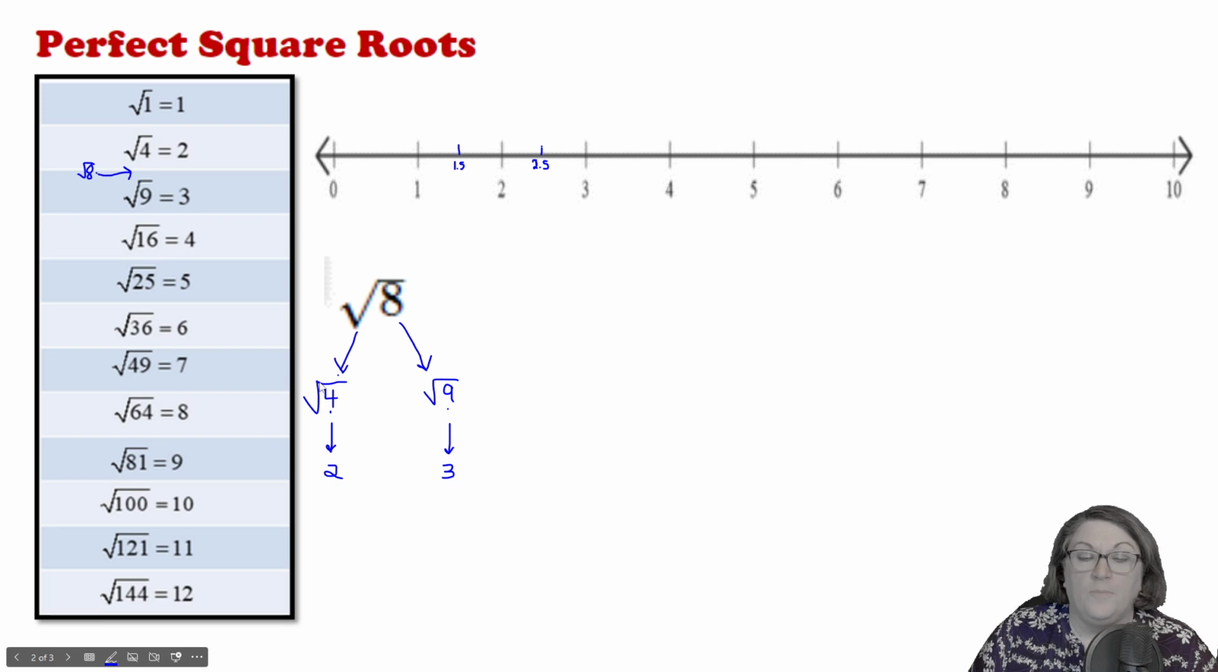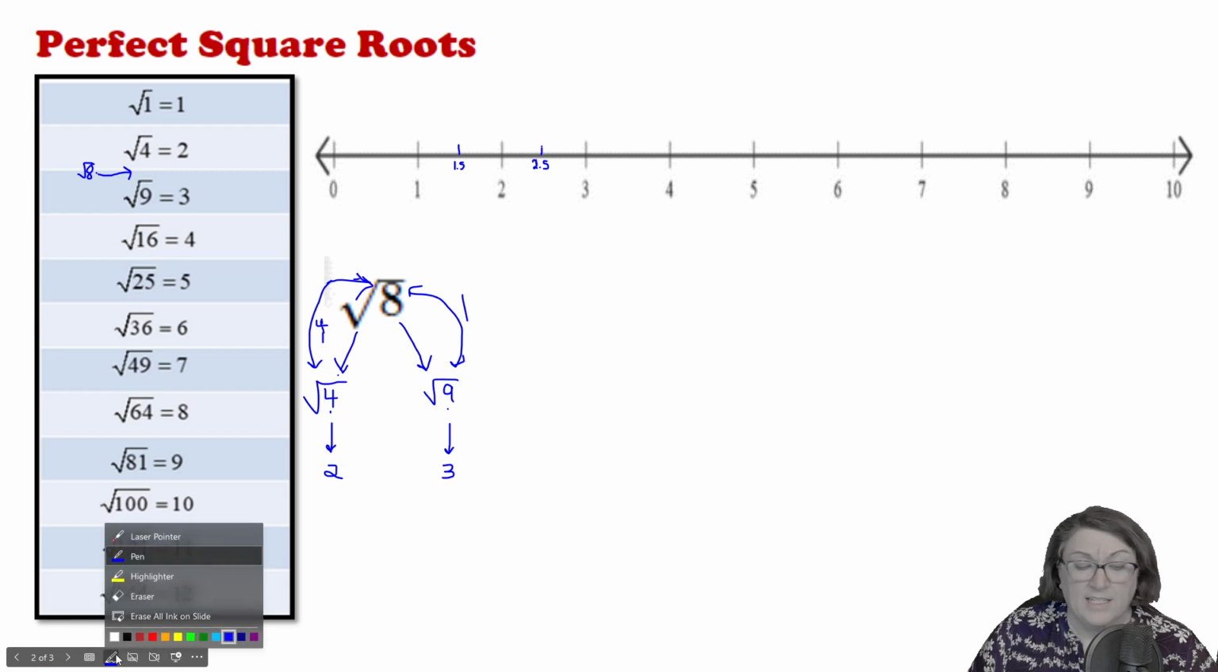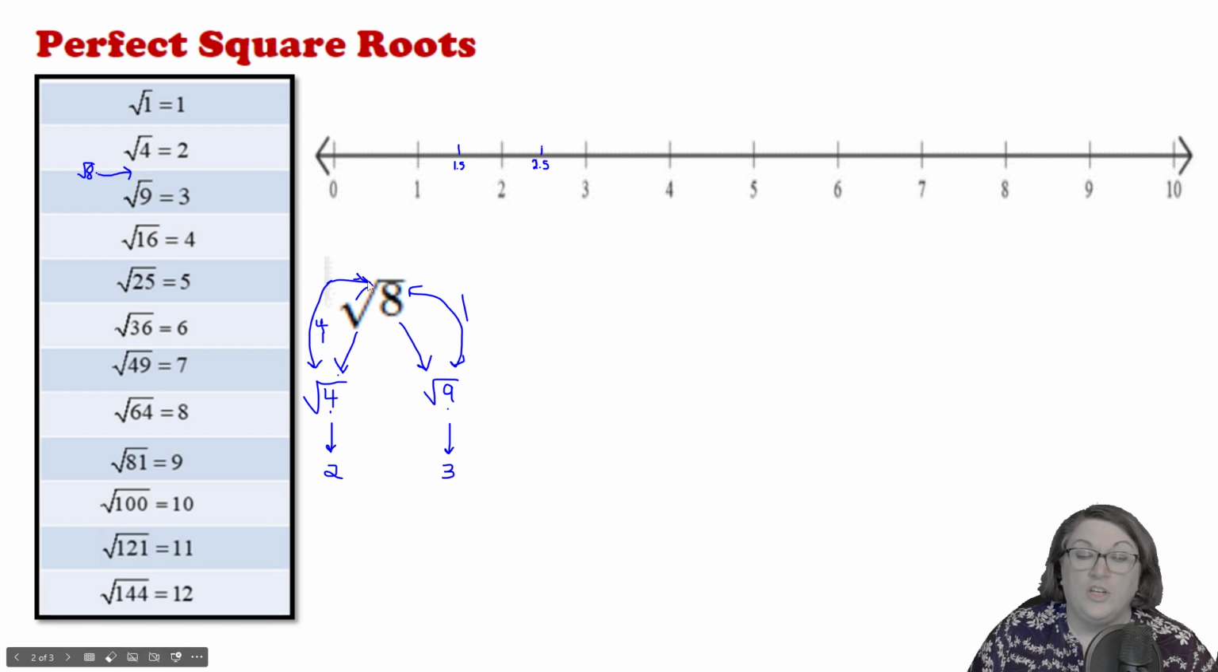8 and 4, the distance between them is 4, right? Square root of 8 and square root of 4. So this distance between 8 and 4 here is 4. But the distance between 8 and 9 is 1, right? Because you only have to add 1 to 8 to get 9. So clearly, 8 is going to be much closer to the square root of 9 than it's going to be to the square root of 4.